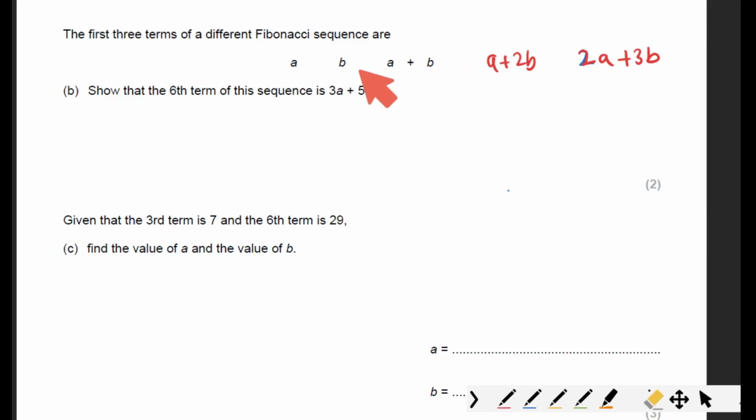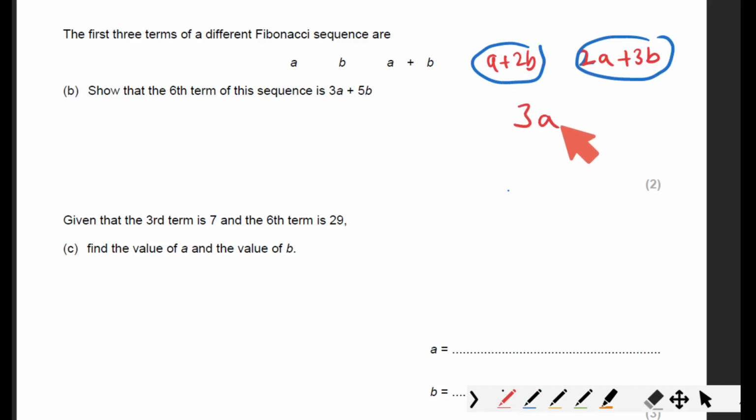So now I've got the 1st, 2nd, 3rd, 4th, 5th one. I need the 6th one now. To get the 6th one, I'm adding these two. Collecting like terms again, a plus 2a is 3a, and then 2b plus 3b is 5b, which is what they got here already. So I've just shown that the 6th one happens to be this. That's the correct way.